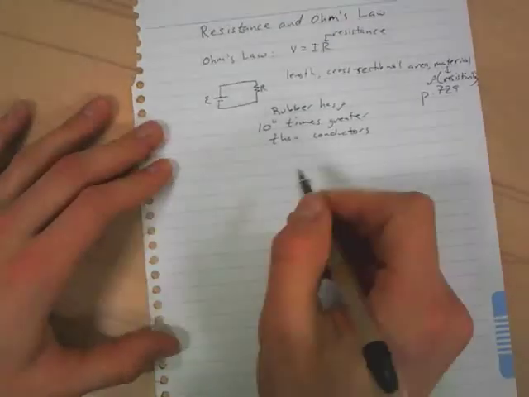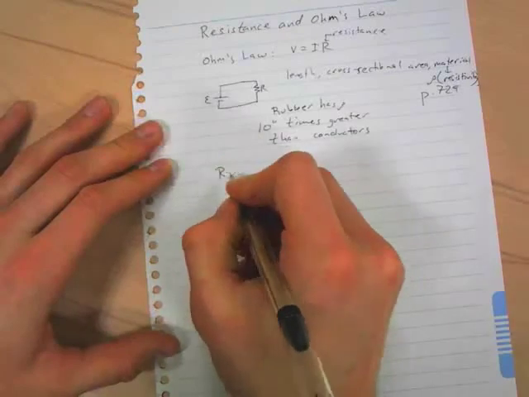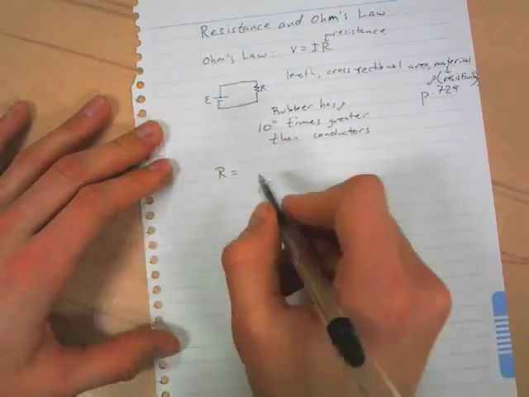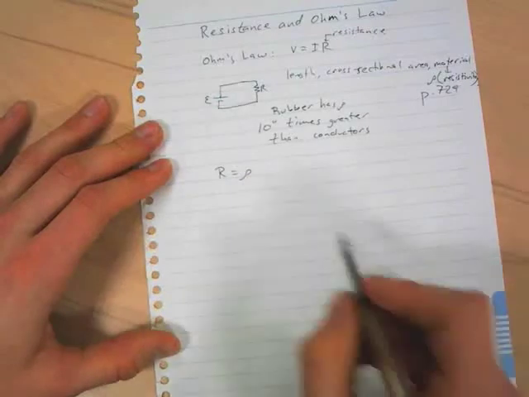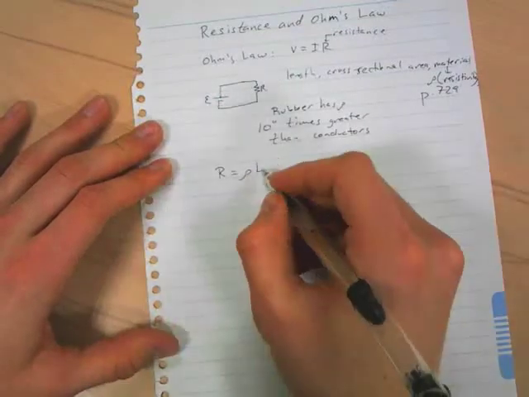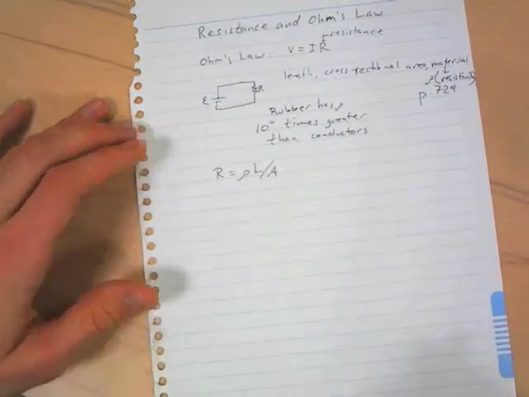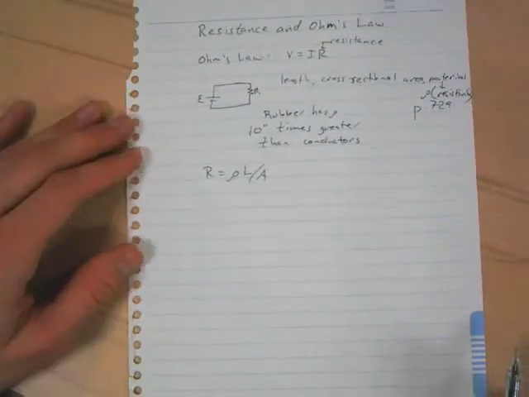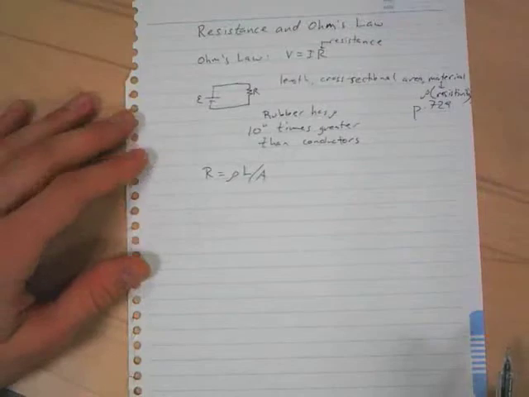So we can quantify this relationship. The resistance of a given wire is equal to the resistivity of the material times the length of the wire over the cross-sectional area. And that encompasses all those relationships that I was talking about.